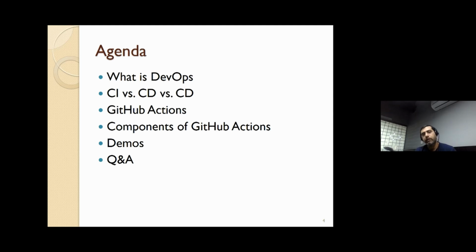What is our agenda? Basically, we will see what is DevOps and then what is CI, CD, and CD. What are pipelines? We hear these terms. We work with these terms without knowing these terms. And then we will learn what are GitHub Actions and how we can use them to build our pipelines. Then components of GitHub Actions. Then we'll see many demos and then a question and answer session.